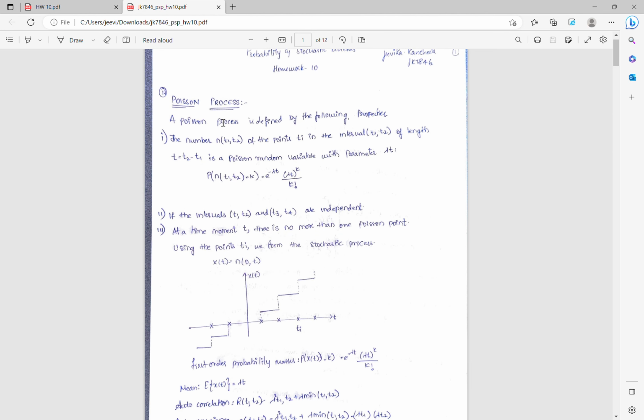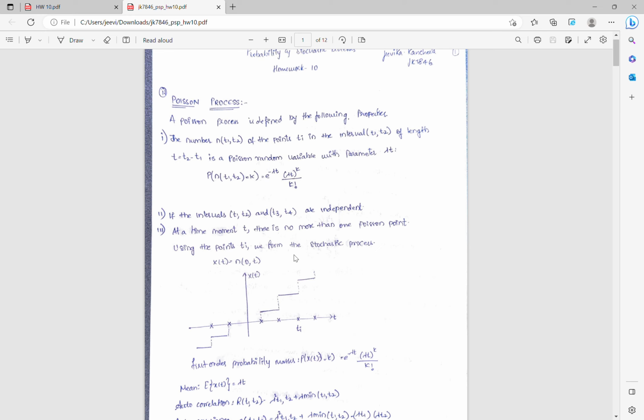A Poisson process is defined by a few properties listed below. Let's have a look at these properties one by one. The number n(t1, t2) of the points ti in the interval (t1, t2) of length t = t2 minus t1 is a Poisson random variable with parameter lambda t. That is, P(n(t1, t2) = k) = e^(-lambda t) (lambda t)^k / k!. The intervals (t1, t2) and (t3, t4) are independent of one another. At a given time moment, there will be no more than one Poisson point.